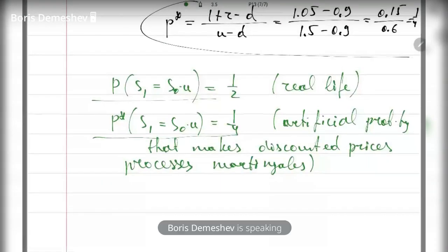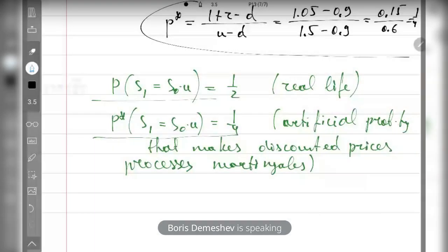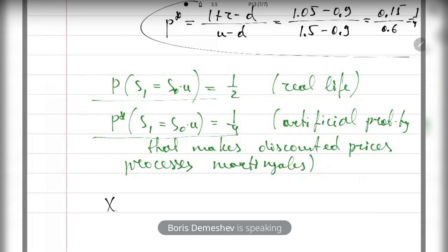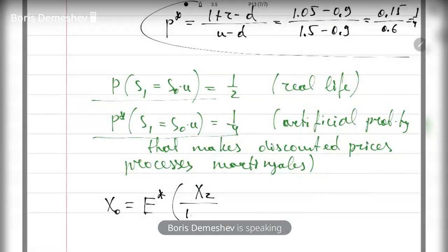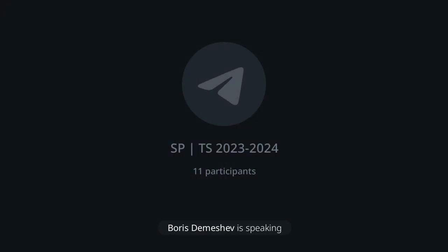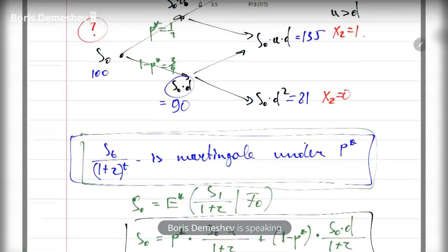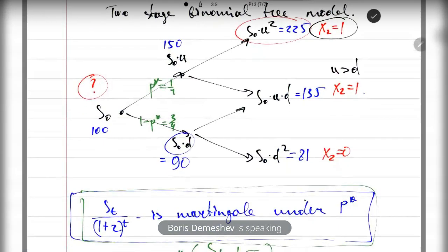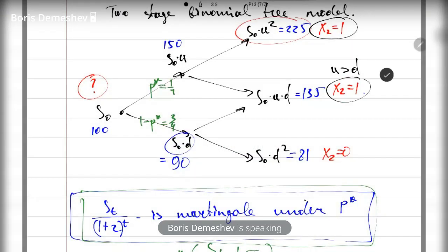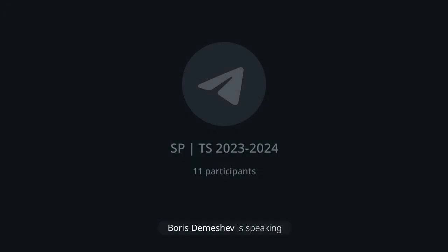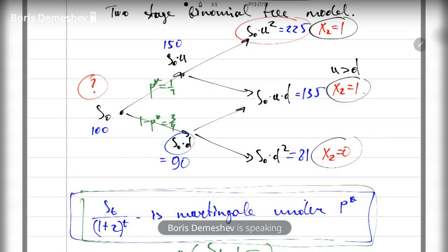So how can I calculate x0? To calculate x0, I need to calculate the expected value under P star of x2 divided by (1 plus r) squared. Okay, let's recap that we will get $1 in the upper state of the world, $1 in the middle state of the world, and $0 in the lower state of the world. How to calculate the expected value under P star? We just take these values and discount them.